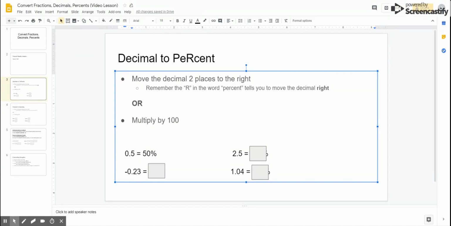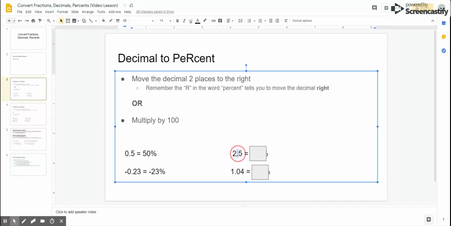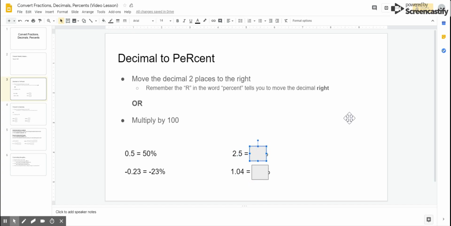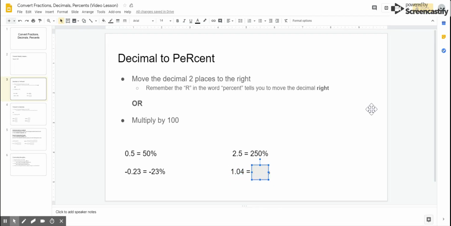In the next example, we have negative 0.23. So here's the decimal point. We're going to move it 2 places right, so it'll be after the 3. So negative 23%. Again, 2.5, here's the decimal. So we're going to move it 2 places to the right, and you have 250%. And the last example is 1.04. So take the decimal and move it 2 places to the right, and you end up having 104%.